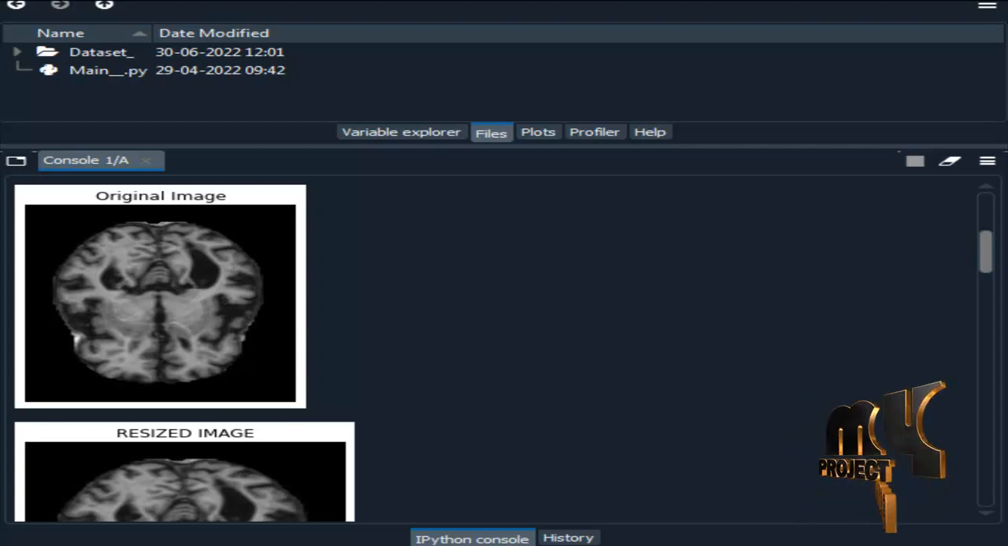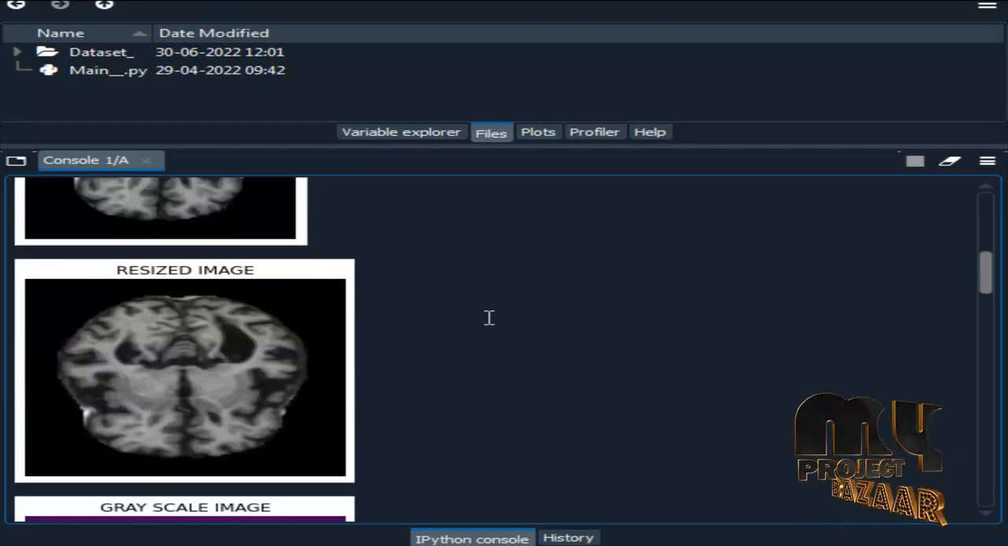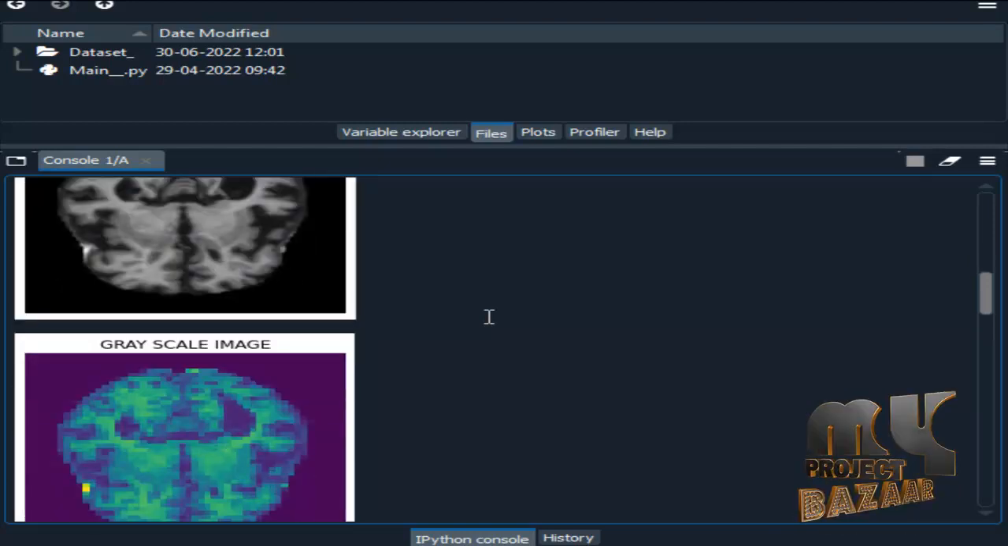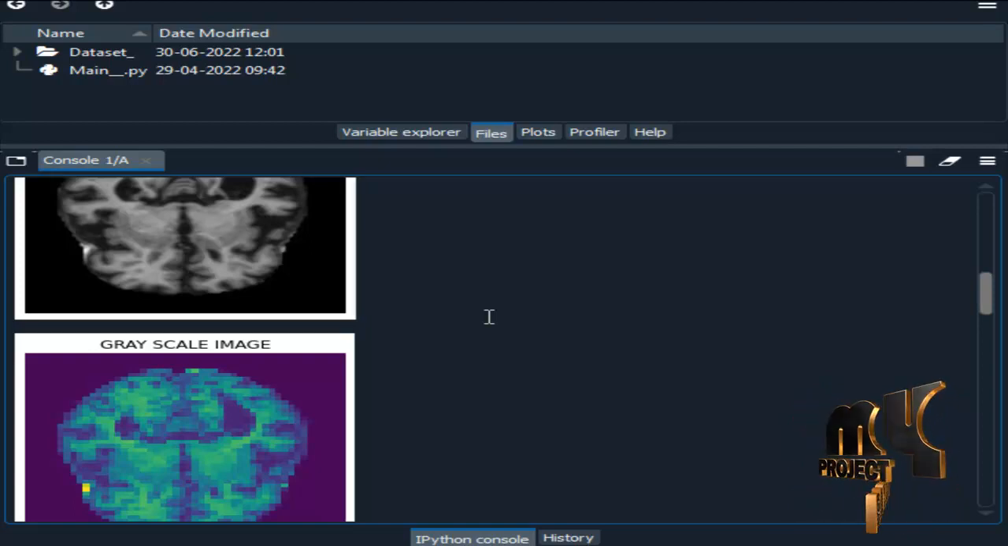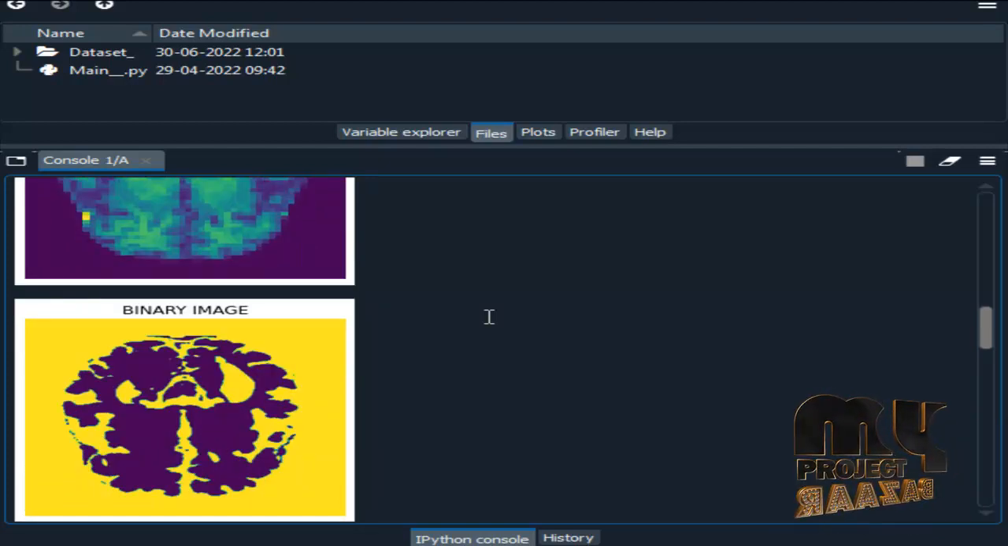This is the output of Alzheimer's disease prediction using deep learning. First, this is the original image which we have selected from our dataset. After selecting the original image, we resize it. So this is the resized image. Then we convert the pre-processed image to grayscale. After converting to grayscale, we convert the image into a binary image by using Otsu's thresholding.